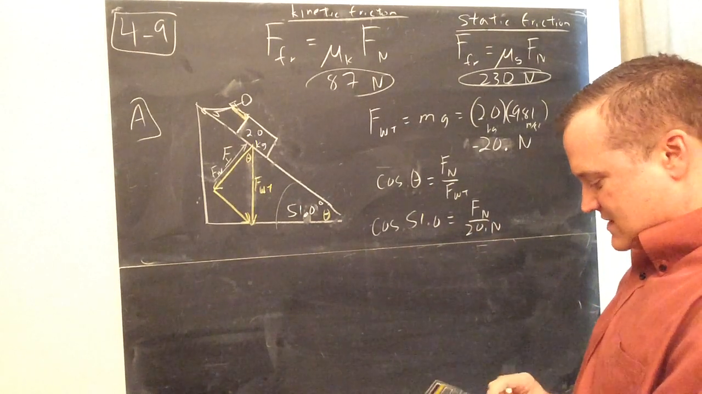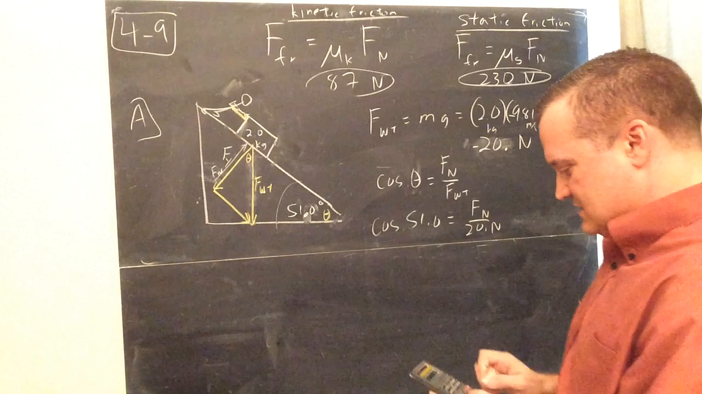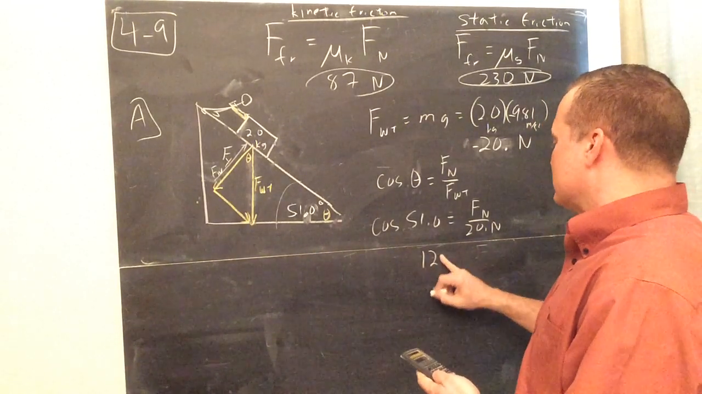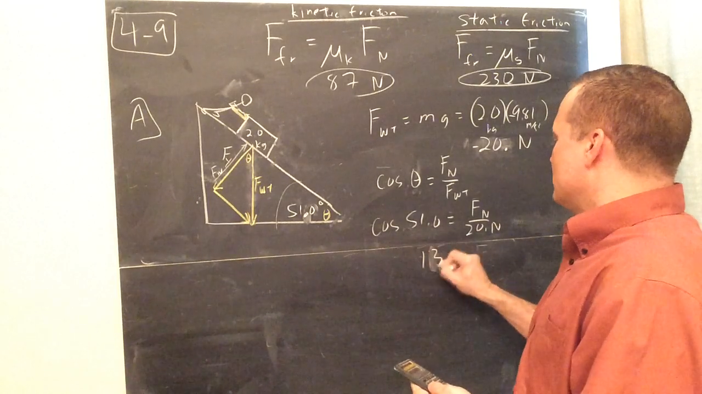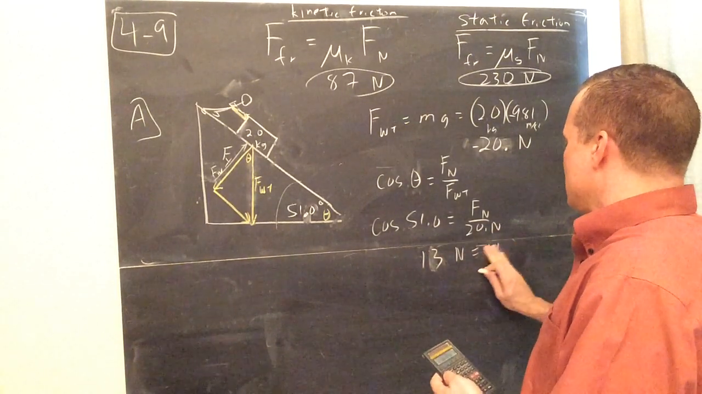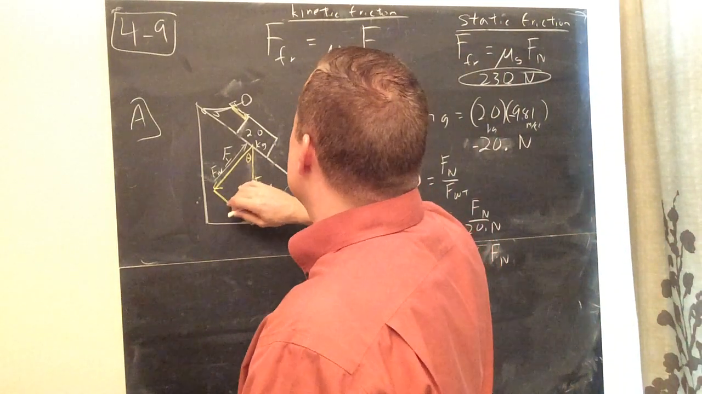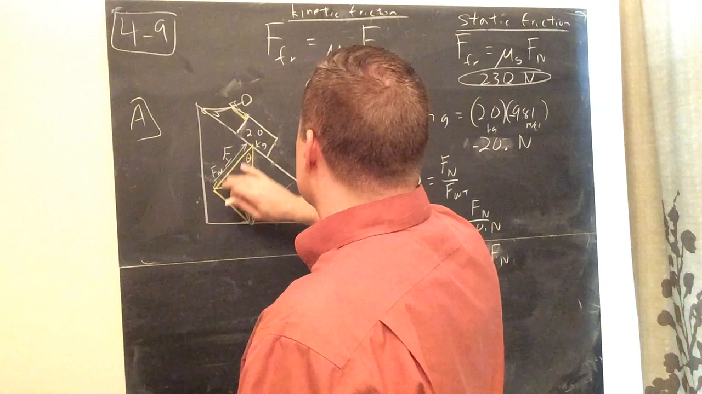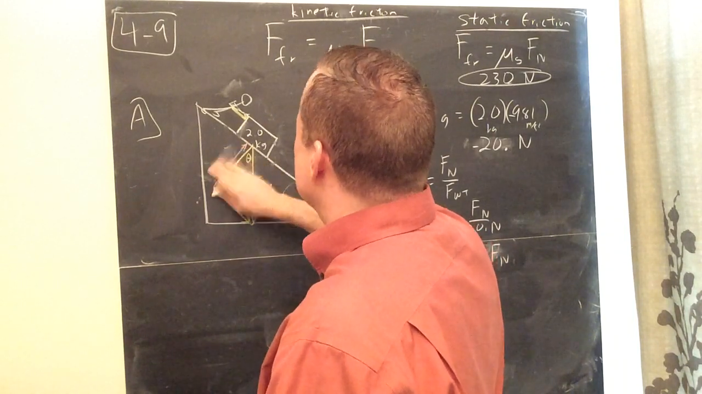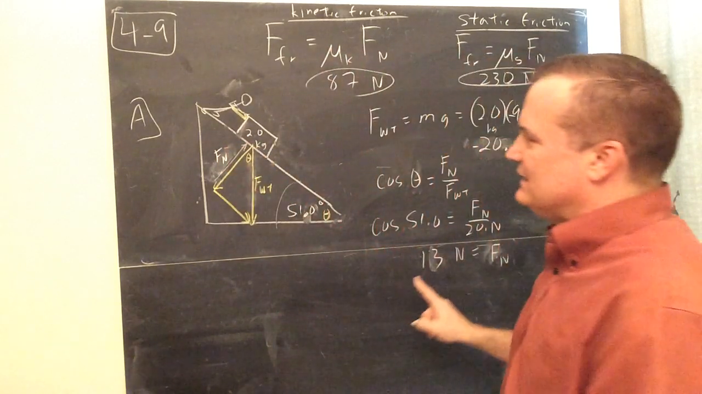So 51 cosine times 20 is 12.6, or just 12, or 13 actually, 13. Only got 2 sig figs there. 13 newtons is the normal force. Sometimes I have seen normal force written as N, but that would be kind of crazy too. So, all right, normal force, take that Y off of there. The normal force is 13 newtons.